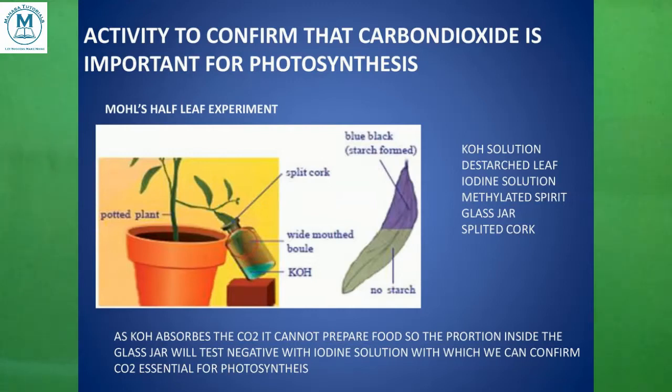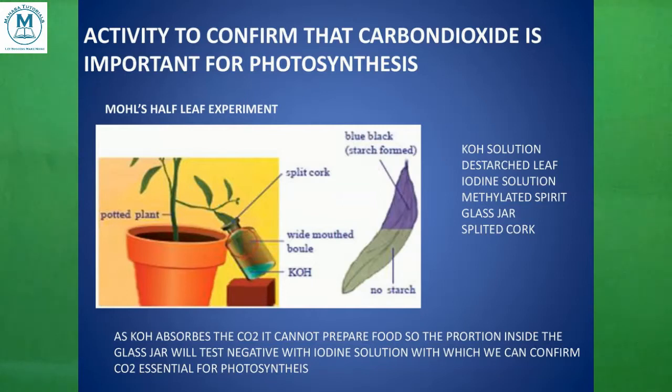As KOH is absorbing CO2, the inner portion of that leaf which is in the glass jar is not getting carbon dioxide. As it is not getting carbon dioxide, it couldn't prepare food. When it is not preparing food, it does not have starch. So when you perform this iodine test, it gives a negative report, because the portion inside the KOH solution did not get CO2, as KOH absorbed all of it. That is the reason it couldn't prepare food.